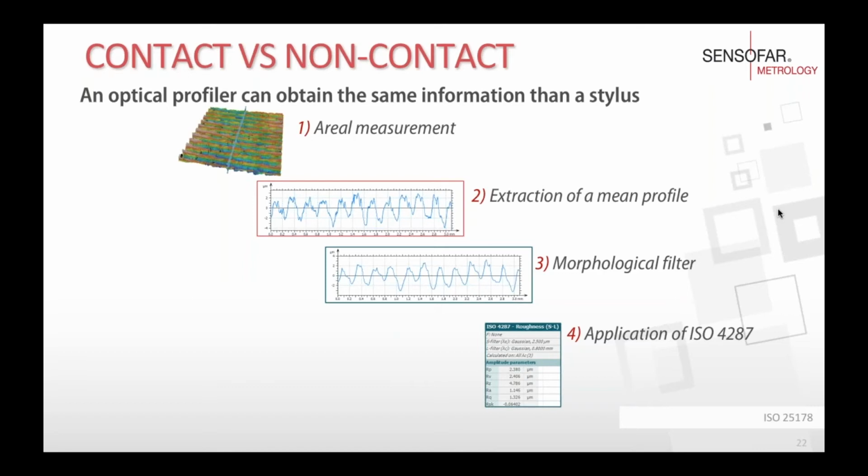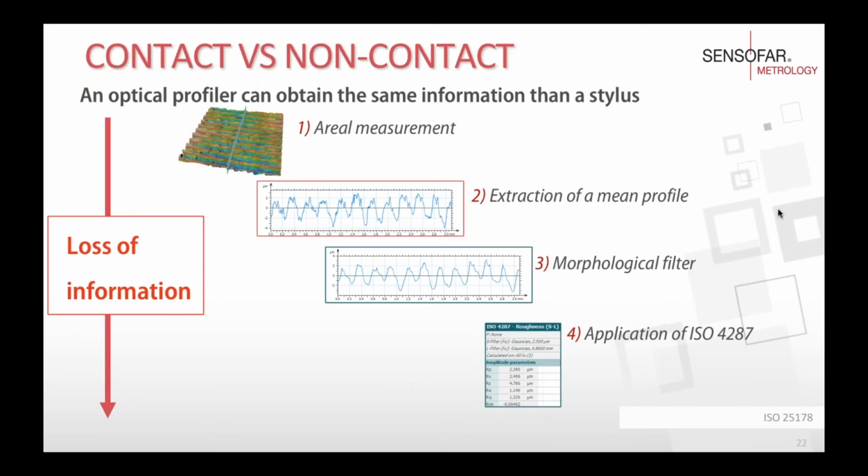Afterwards, we're going to apply a morphological filter, which is going to simulate how a tip with a certain radius and a certain geometry would see that profile. And finally, we will apply the ISO 4287. So of course, we will have the same information, but it's clear that there is going to be a loss of information by doing this.